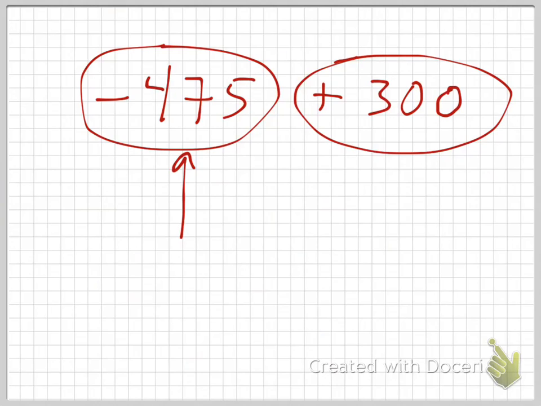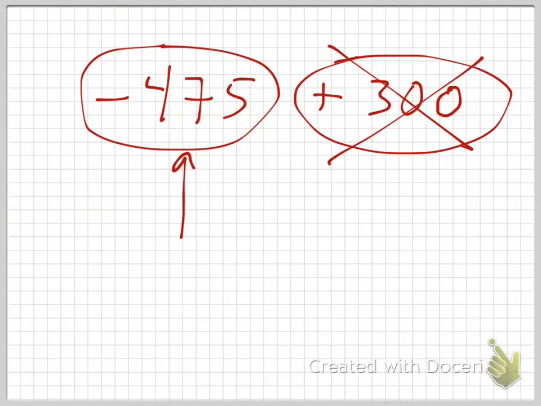Why 300? There's 300 positives and 475 negatives. There can't be any more than 300, right? Because there's only 300 positives. So I'm going to eliminate 300 pairs. Agreed? When I eliminate 300 pairs, I don't have any more positive poker chips, right? And how many of the negative poker chips went away? 300 went away, right?